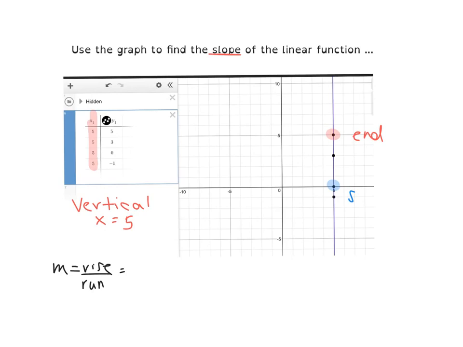So our rise, well, how far up and down would I have to go? Well, I went from 0 up to 5, so I went up 5. Now, how far left and right would I have to go from this point to that point? Well, none. I don't want to move left and right at all. I just want to go straight up. Now here, really important to remind yourself, we cannot divide by 0. So this fraction here, 5 divided by 0, is undefined.